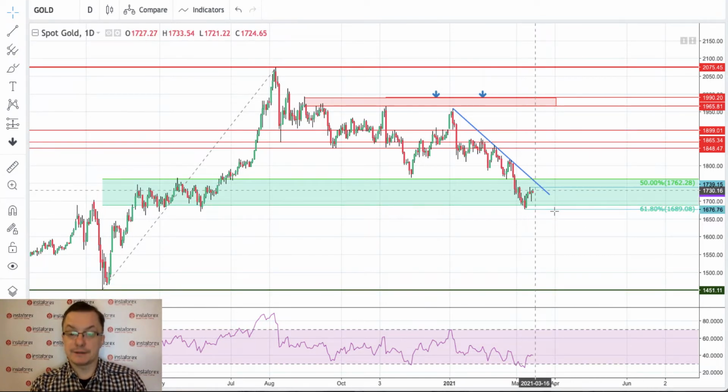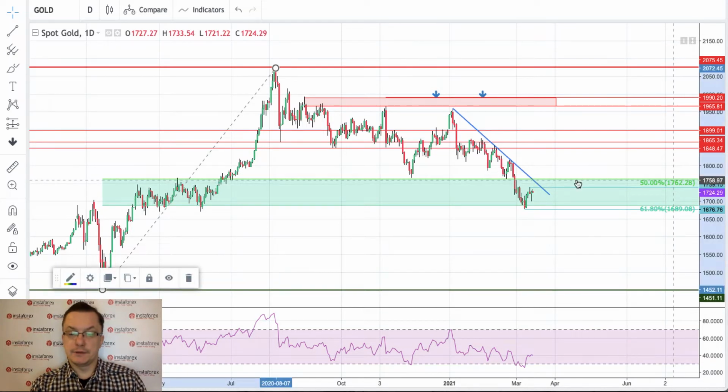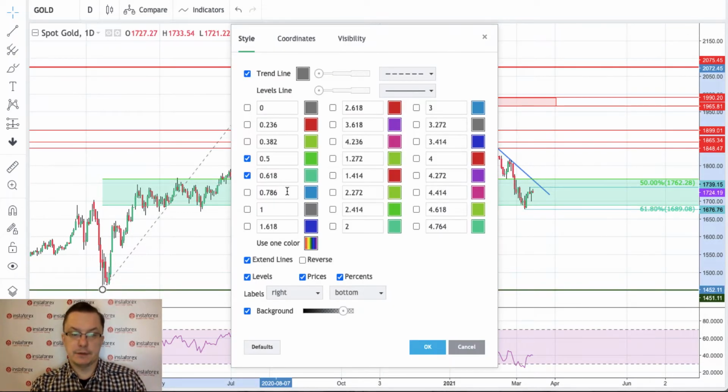So we got a bounce, but as you can see, this bounce doesn't really help bulls at all. Why? Because the market is still trading below this blue trend line, right? So we are, as you can see, around the level of 1724, okay? And in order to trade up more significantly, of course, we have to, let me just remove this 50% level so we have a clear picture.